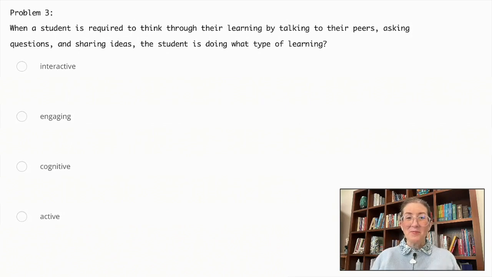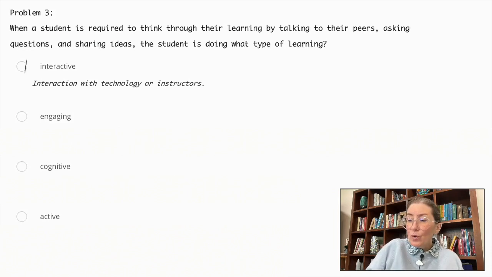Problem number 3. When a student is required to think through their learning by talking to their peers, asking questions, and sharing ideas, the student is doing what type of learning? Interactive, engaging, cognitive, or active? Interactive learning focuses more on the interaction between students and technology or between students and teachers. So we can eliminate that answer.